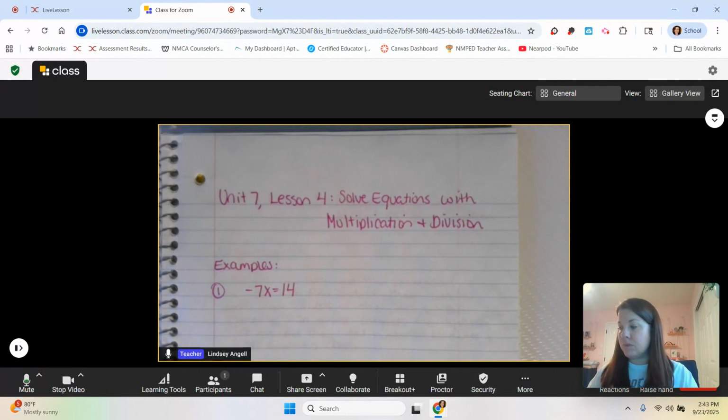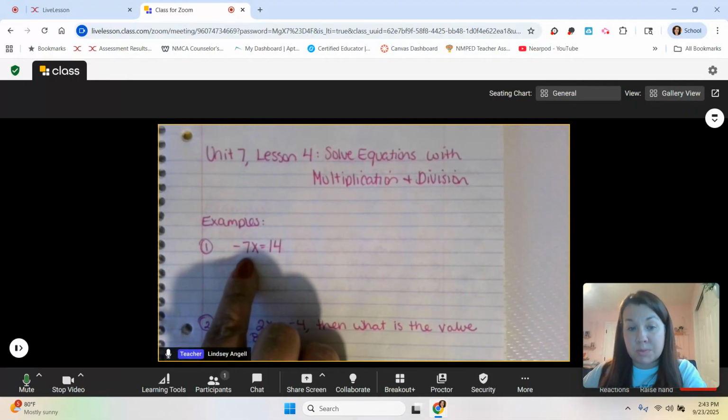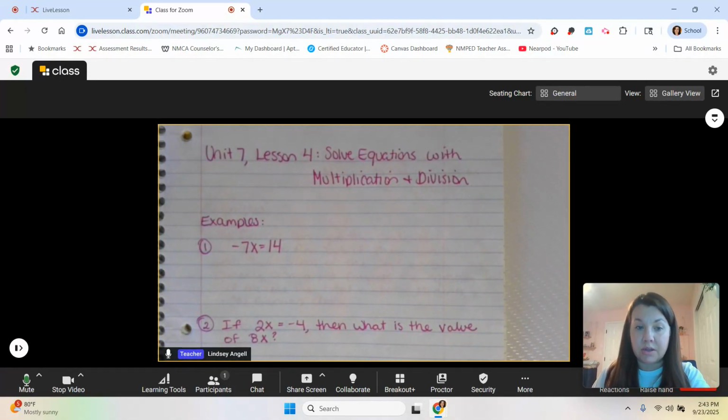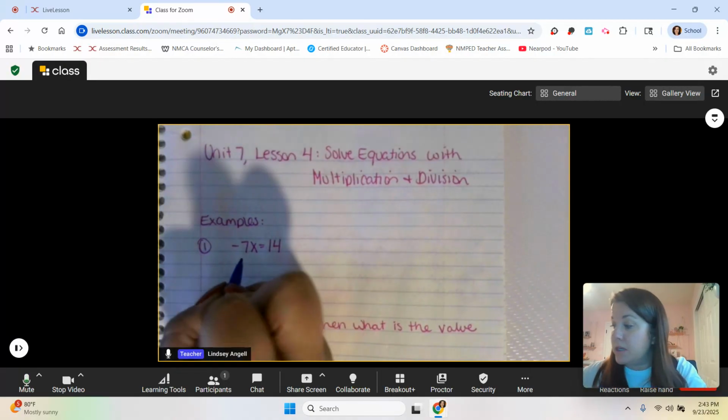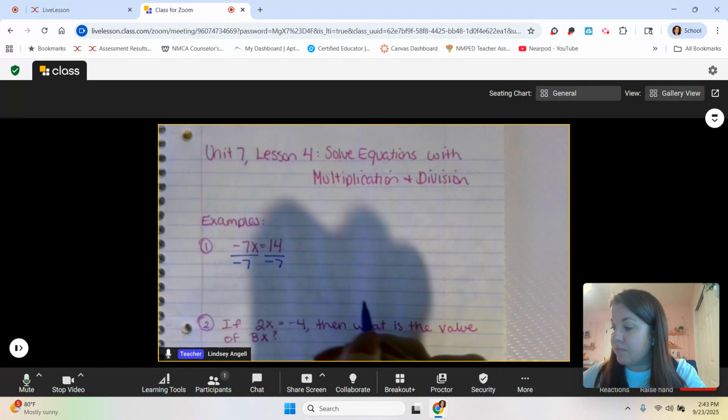So, number one, right now I have multiplication in my problem. Remember when there's stuff smushed right up next to each other, like a constant and a variable, or a coefficient I should say, and a variable, then you multiply them, all right? But to get rid of multiplication, we need to do the opposite operation, which means we need to divide. So I'm going to divide both sides by -7, okay?